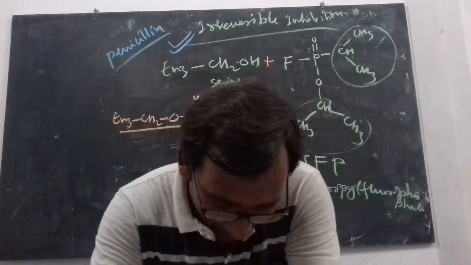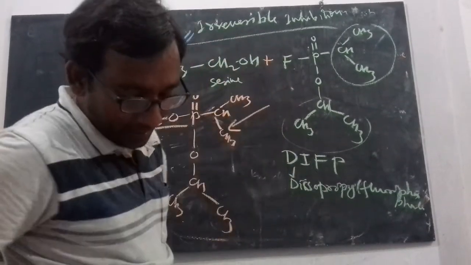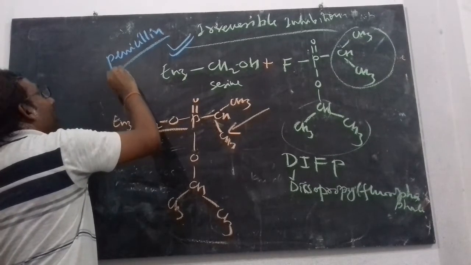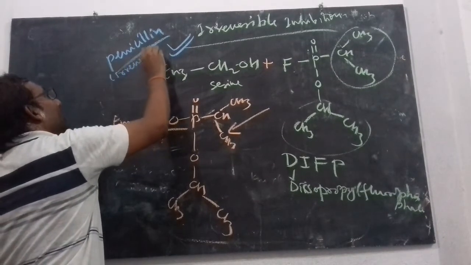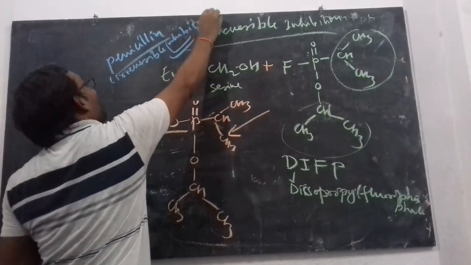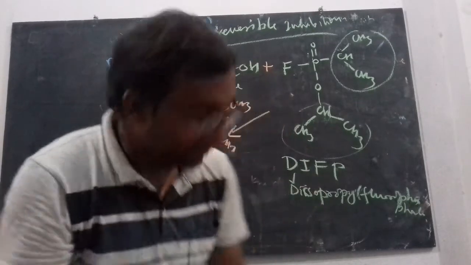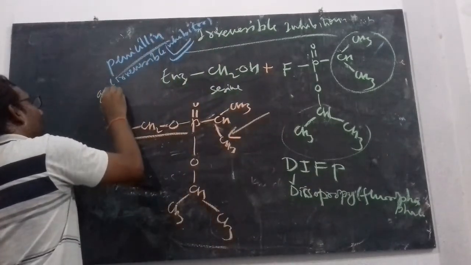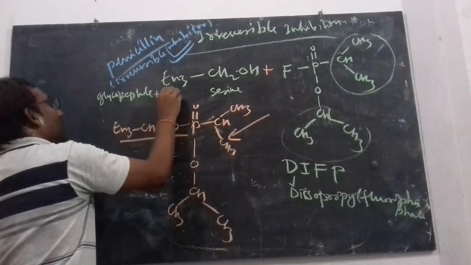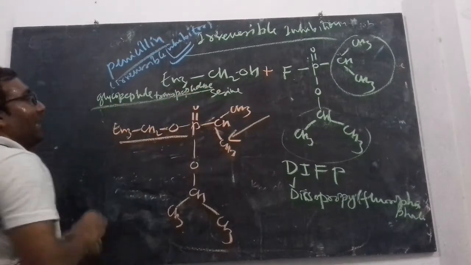The antibiotic penicillin acts as an irreversible inhibitor of the enzyme glycopeptide transpeptidase. Penicillin is an irreversible inhibitor. For which enzyme? The name of the enzyme is what? Glycopeptide transpeptidase. Do you remember this enzyme?